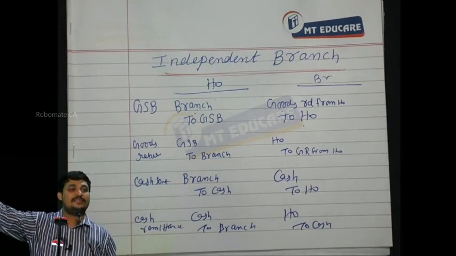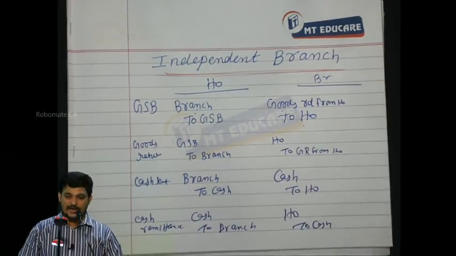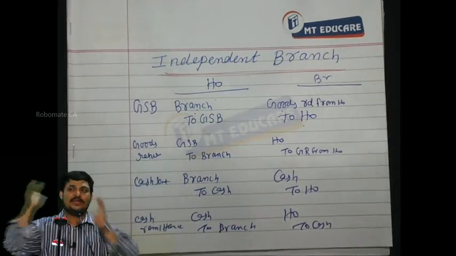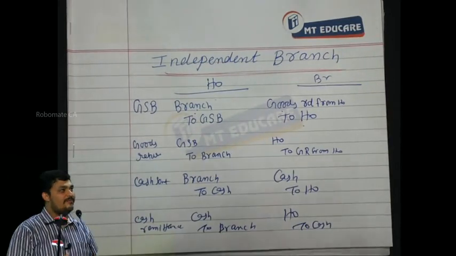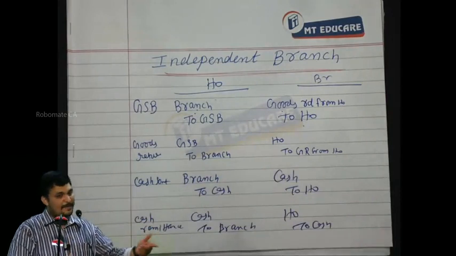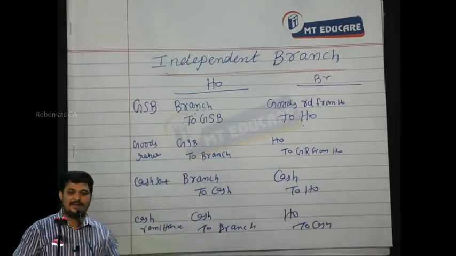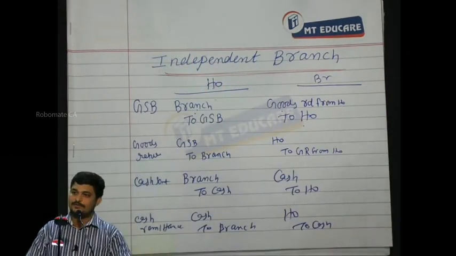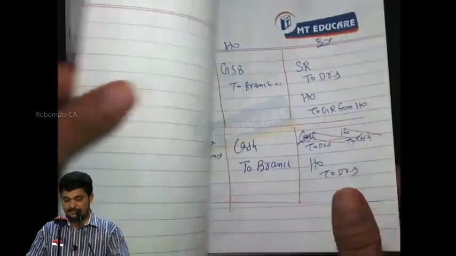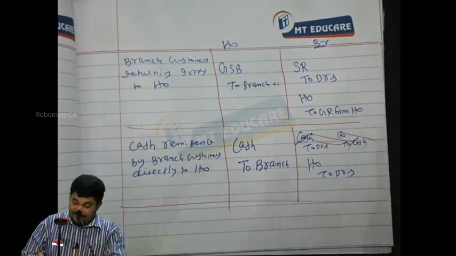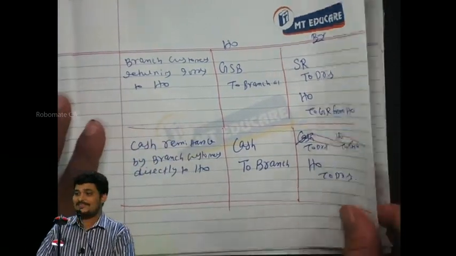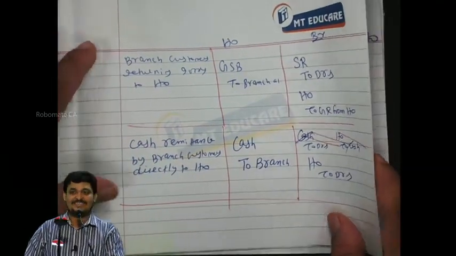Similarly, branch customers giving cash to head office. From the viewpoint of head office, cash to branch. From the viewpoint of branch, two things happen, but you can combine that and the entry will be head office to cash. That was the initial. Head office to debtors. See, head office to debtors is the entry. Understood? Okay. Just testing you.